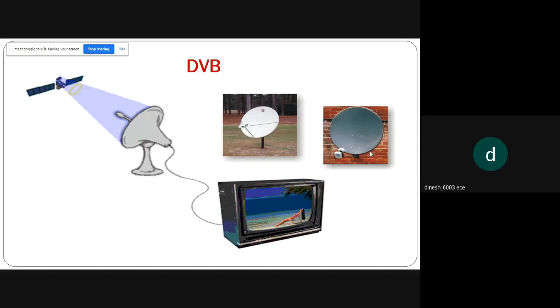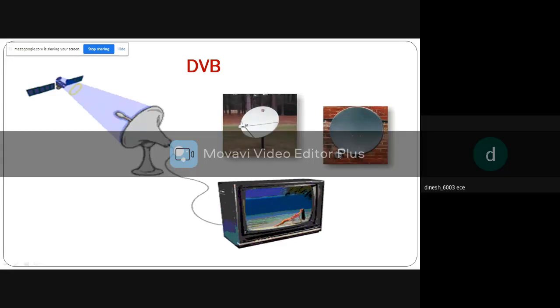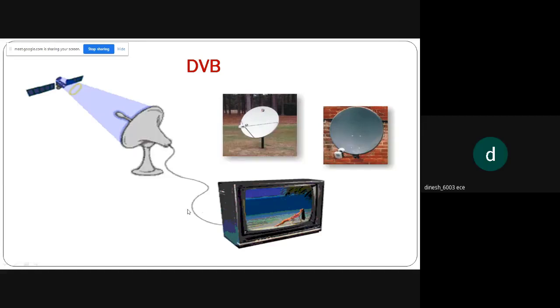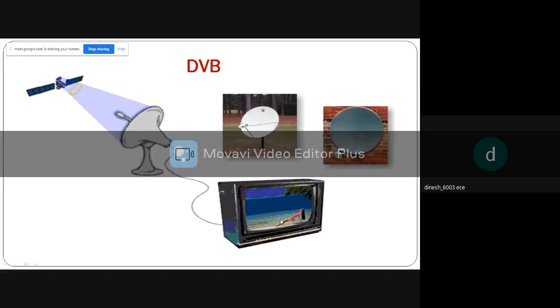This is a reflector. Depending upon the elevation angle and azimuth angle, these signals are being focused towards the feeder. Then from there, through connecting cables, or through OFC cables, or through electromagnetic compatibility cables, it is connected to your television system. So this is your monitor, where you're able to see a picture of a lady at a beach somewhere nearby. This is an example of your DVB.